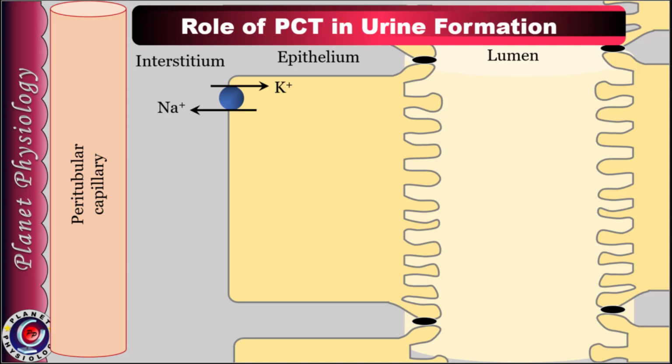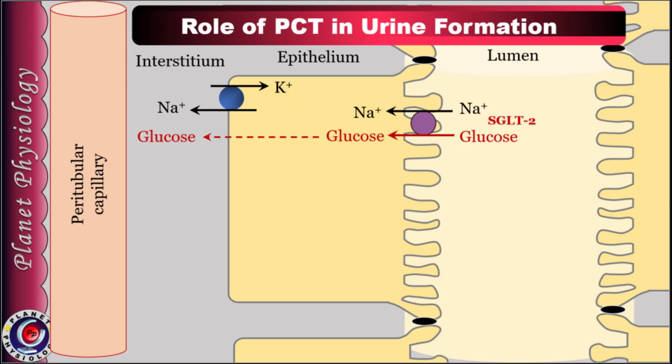Next solute we shall study is glucose. Glucose is co-transported with sodium from luminal border with the help of carrier protein SGLT2. Once glucose enters the cell, from basolateral surface, it diffuses into the interstitial fluid by facilitated diffusion with the help of GLUT2 transporters. Under normal conditions, PCT reabsorbs 100% of the filtered load of glucose and hence glucose is not excreted in urine.